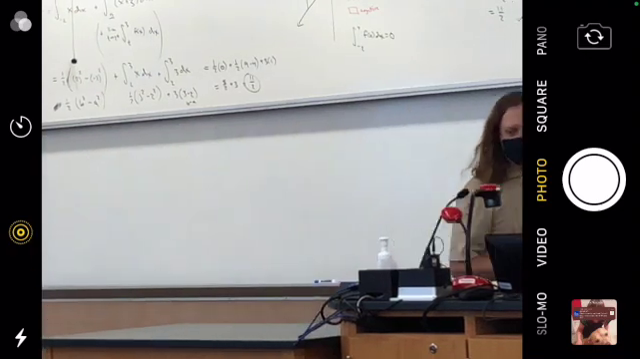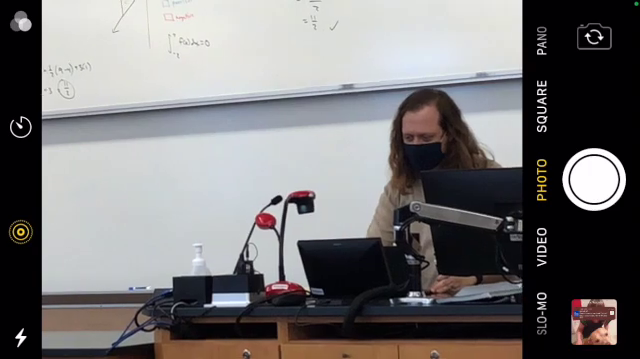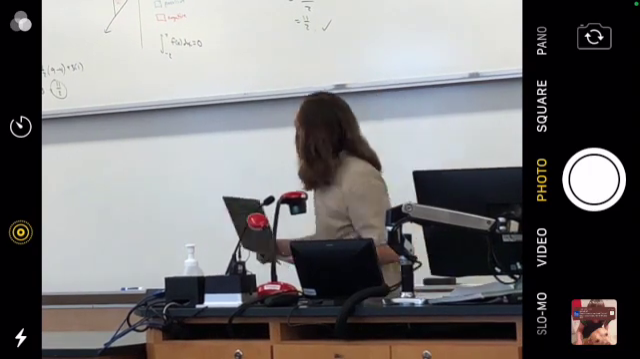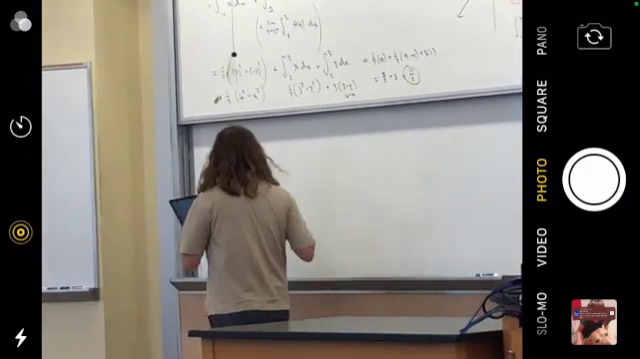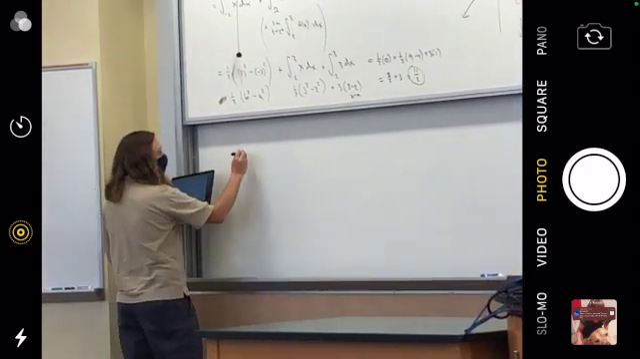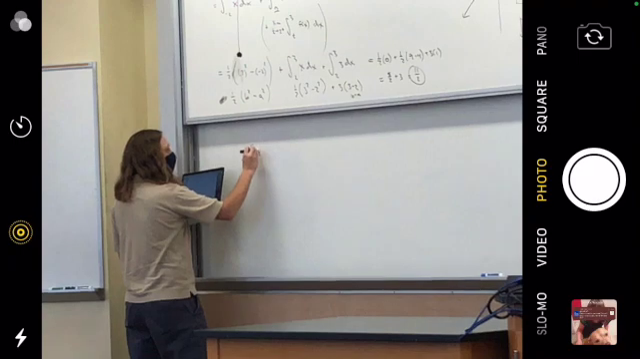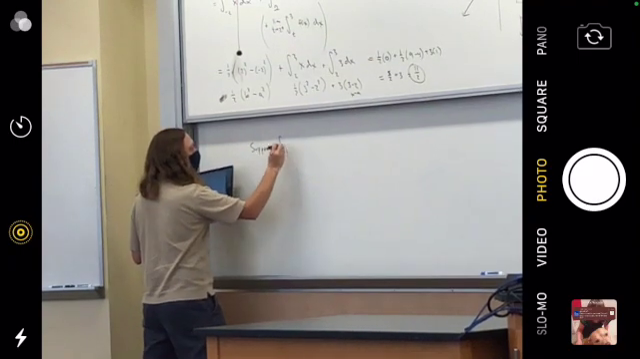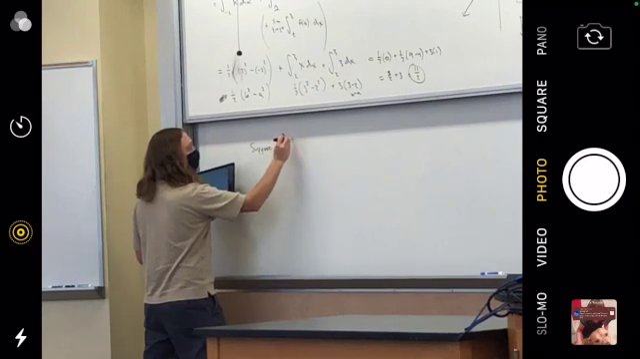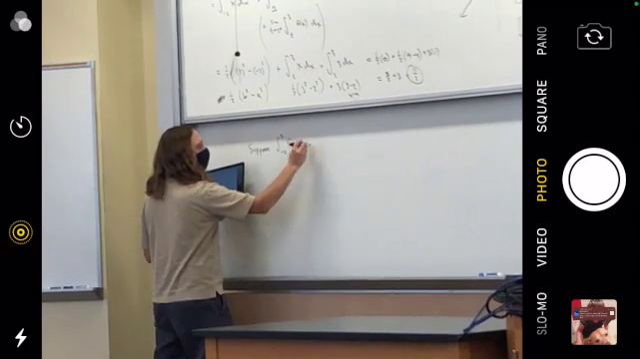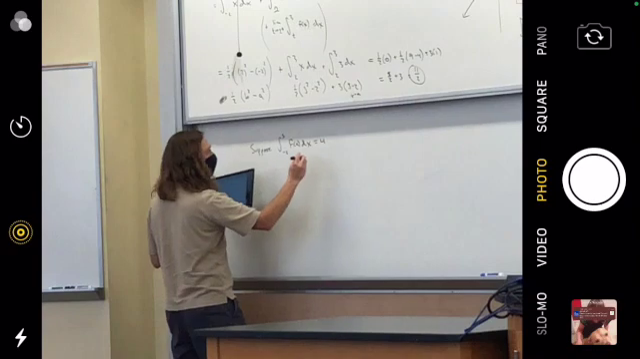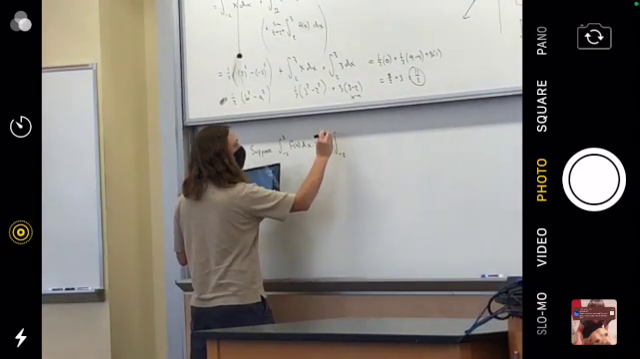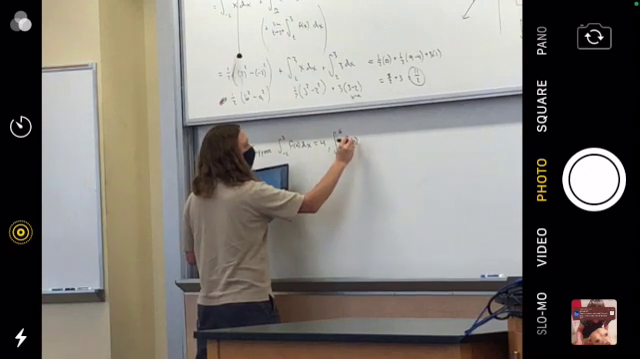Alright, so I want to do one more example. This one is to really use just properties. Suppose the integral from -2 to 3 of some function f is equal to 4. The integral from -2 to 6 is equal to 9.